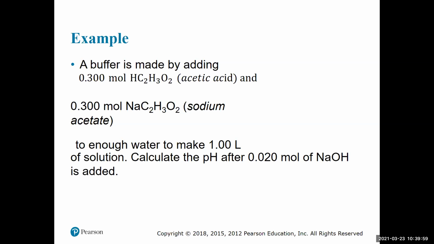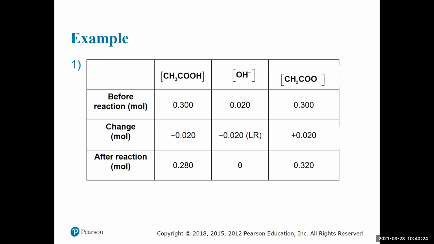So our weak acid is acetic acid. So we have that acetic acid, acetate ion buffer system. Our concentrations are both 0.3 moles. So that's good, those concentrations are pretty similar. And then we're adding a strong base, in this case, 0.020 moles of sodium hydroxide. So let's see what happens.